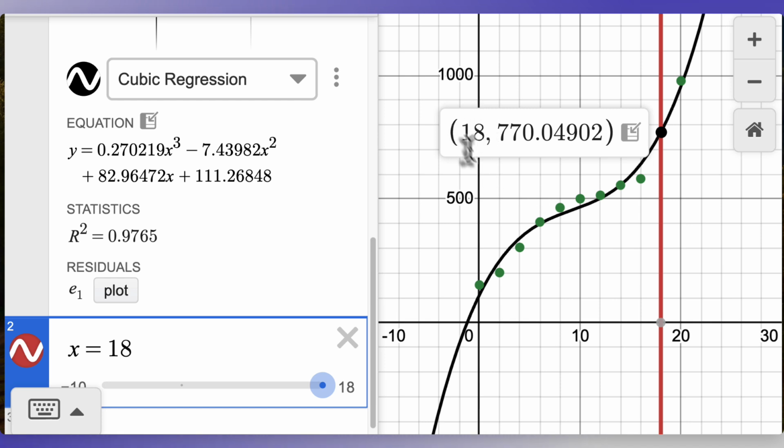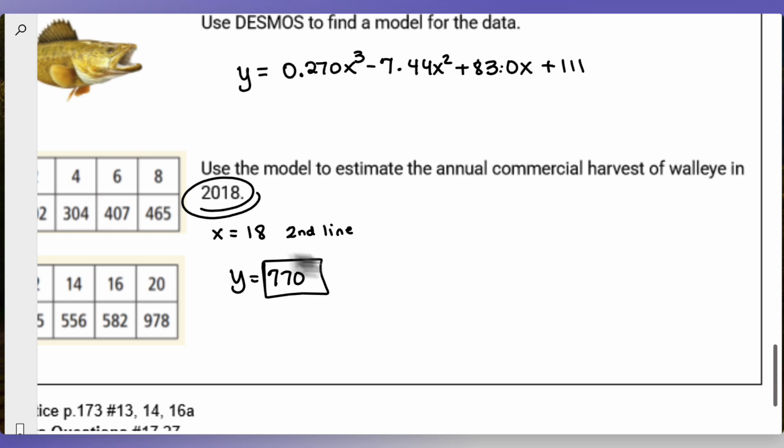So 18 years after they started collecting the data, you're going to wind up with about 770 pounds of walleye. So let's go back over here. I didn't write it on my paper, but it's going to be 770 pounds of walleye.